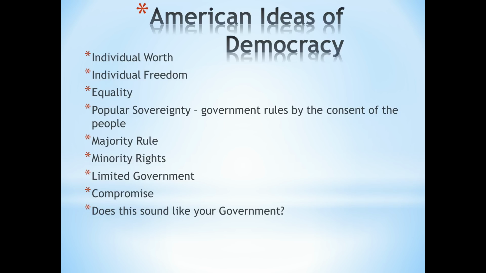Okay, equality. That everyone is equal. No one is more important than another. Popular sovereignty. That the government rules by the consent of the people. That unless the people consent for the government to rule, they shall not rule. I'm not sure how much popular sovereignty there is anymore. There's a lot of people who are always upset with the government. But if enough people got upset with it, they could then overthrow the government.